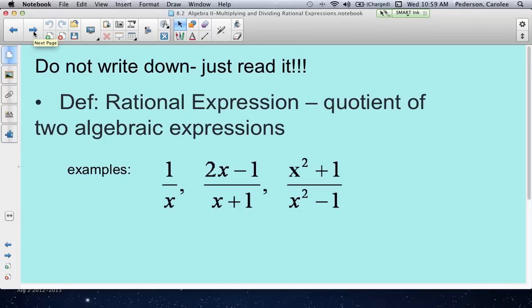First line, don't write it down. This is the definition of a rational expression. It's a quotient of two algebraic expressions. So we have some examples here: 1 over x, or 2x minus 1 over x plus 1, or x squared plus 1 over x squared minus 1. When you hear rational, think of quotient or fraction.